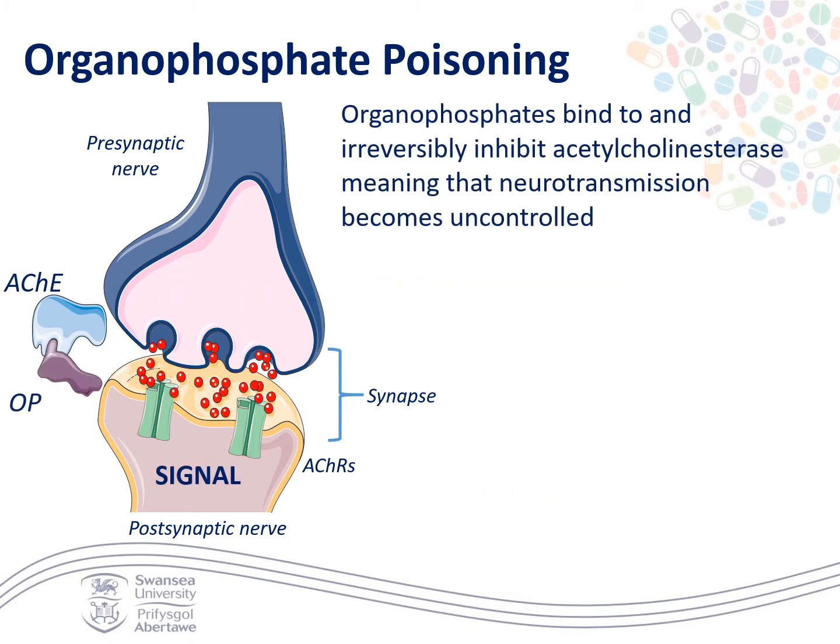Now, organophosphates bind to and irreversibly inhibit acetylcholine esterase. What this means is that once acetylcholine is released from the presynaptic nerve into the synapse, it can bind to acetylcholine receptors in the postsynaptic nerve and activate that signal. However, the acetylcholine esterase is no longer able to break down acetylcholine, and so that can build up and generate prolonged and sustained signaling in the postsynaptic nerve. That control, which we previously had between the nerves, is lost, and we end up with uncontrolled neurotransmission.